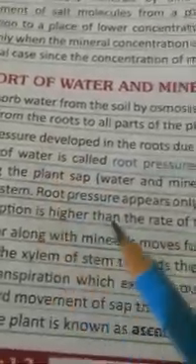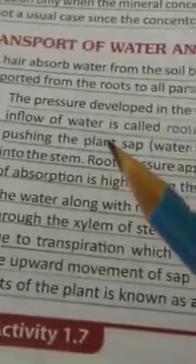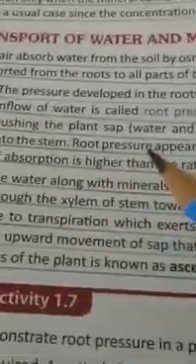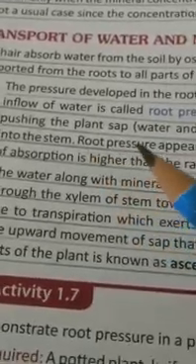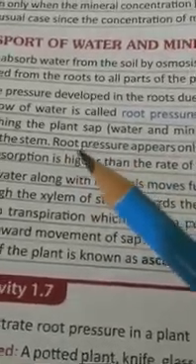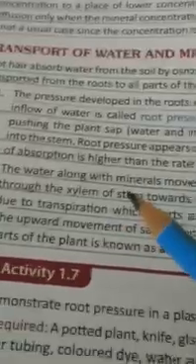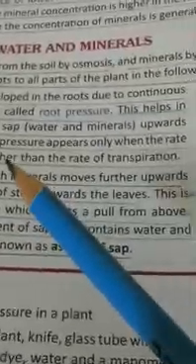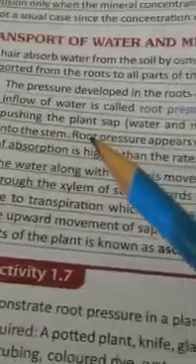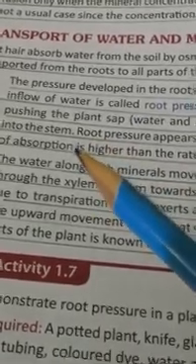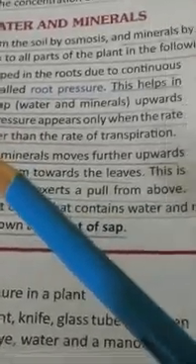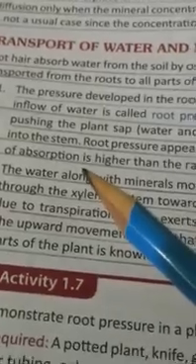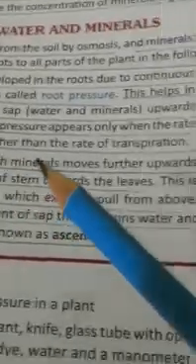First is the pressure developed in the roots due to continuous inflow of water, called root pressure. This helps in pushing the plant sap. What is plant sap? Water and minerals together inside the cells of the plant is called plant sap. So it pushes the plant sap upward into the stem. Root pressure appears only when the rate of absorption is higher than the rate of transpiration.